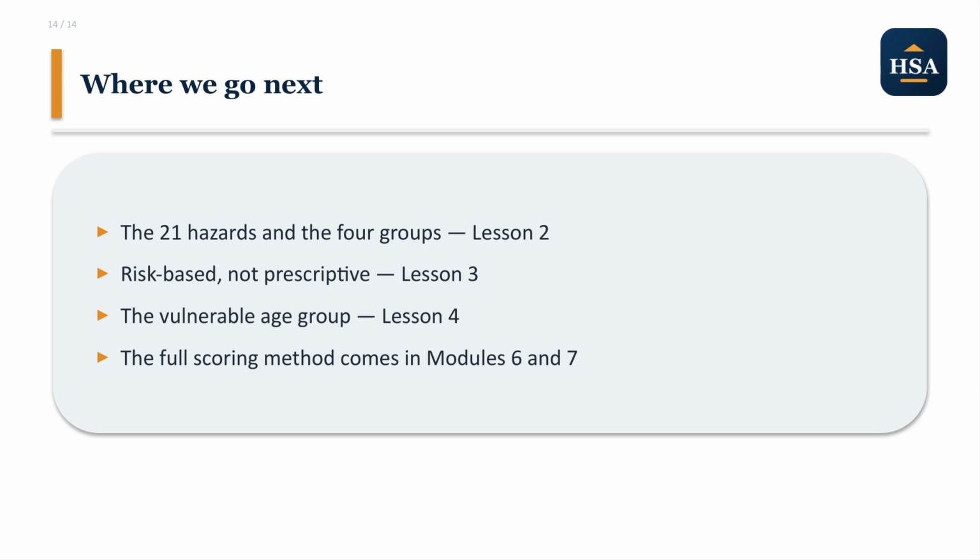We will build on this framework through the rest of Module 1: the 21 hazards and the 4 groups in Lesson 2, the risk-based nature of the system in Lesson 3, and the vulnerable age group in Lesson 4. The full scoring method comes later, in Modules 6 and 7. For now, hold this end-to-end framework in mind.